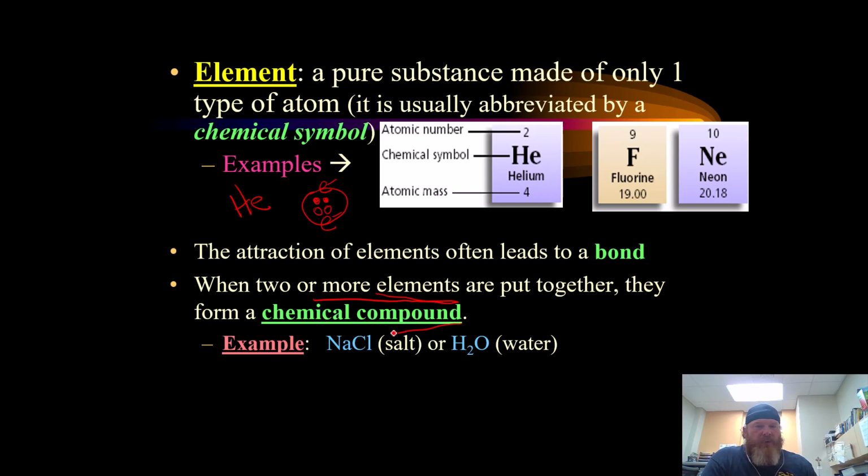Okay, so for example, we've got salt, NaCl, we've got water. So you could also have things like chlorine gas, Cl, chlorine, and then there's 2 of them. This is not a compound. This is a molecule, but not a compound.